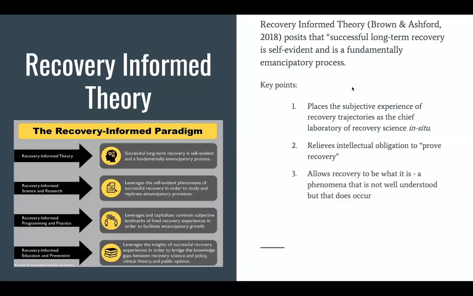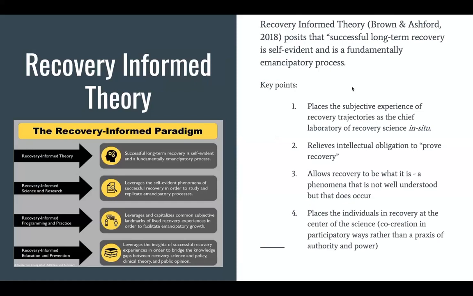And it also allows recovery to be what it is, a phenomenon that is not well understood, but we know that exists. And hopefully that won't be the case forever. And what I would like to think is one of the most important points for the field, because it's a bedrock of recovery science. Again, the approach that we do this work is that the individuals in recovery are at the center of the science.